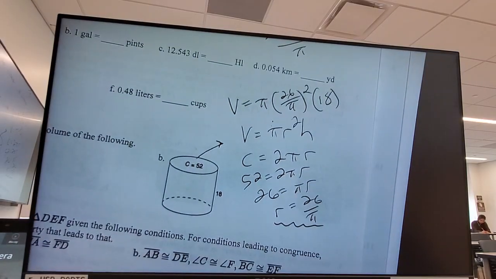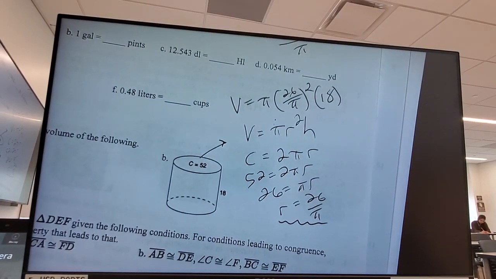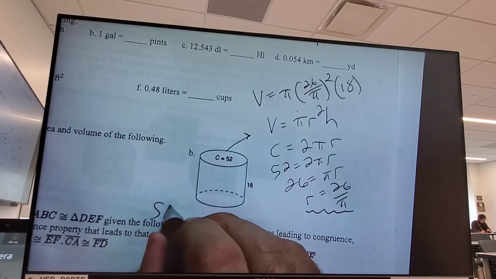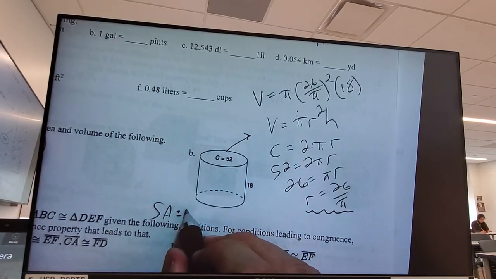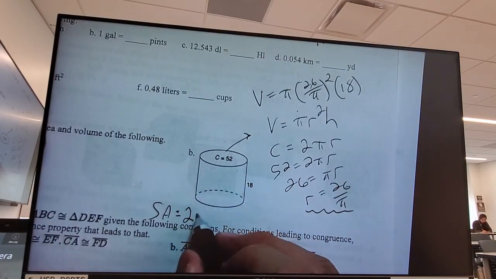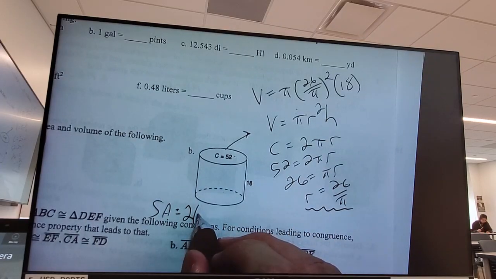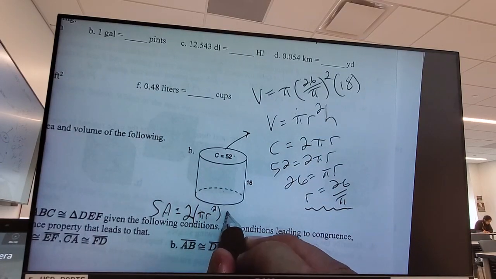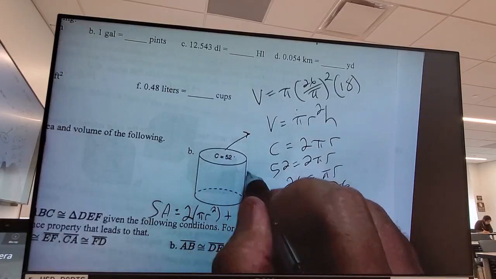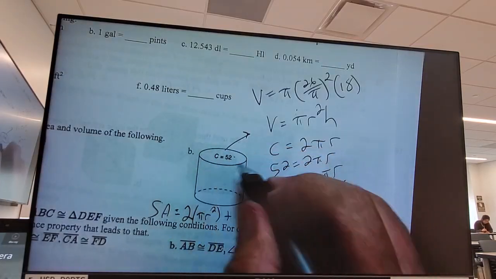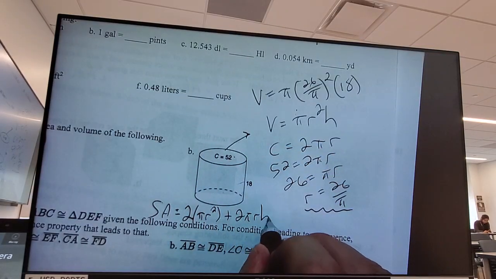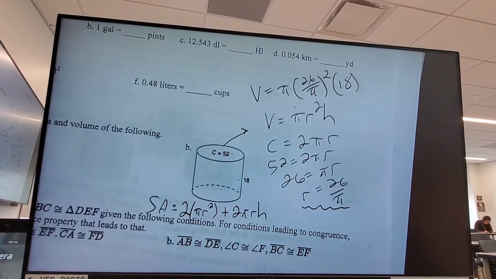And then surface area. Surface area would be 2 circles, right? Top and bottom, plus the surface area of the side, which will be 2 pi RH. So of course that'll be a formula you'll just have for a cylinder, right? And now you plug 26 over pi in, throw it in the calculator, get your answer.